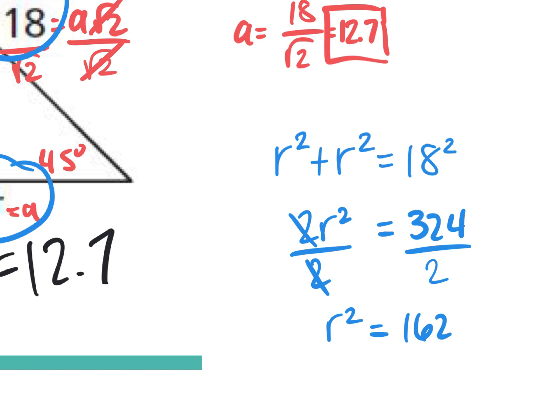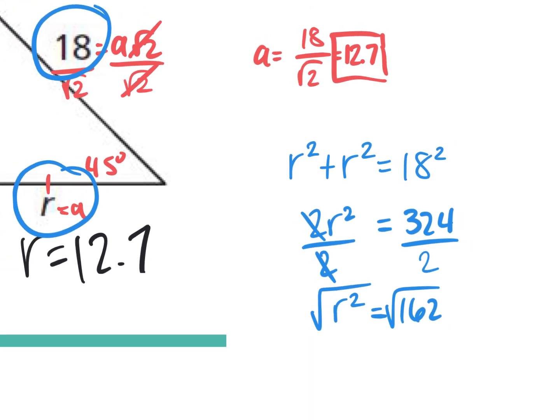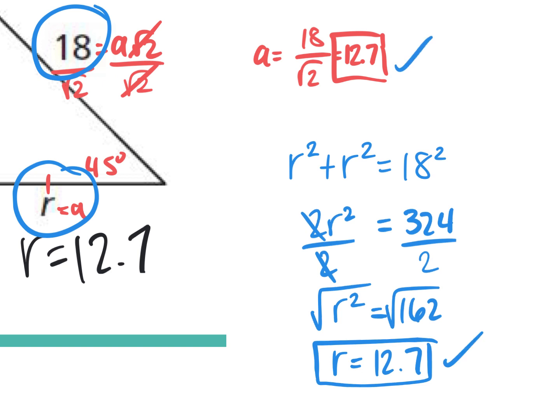What do you think we're going to get when we take the square root of both sides? 12.7. So r is equal to 12.7. Okay? You get the same answer regardless of how you do it, guys. Feel free to use either method.